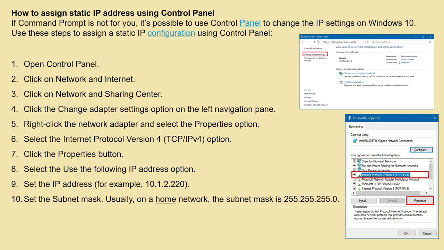Now see, use this step for static IP configuration. First, open your control panel and go to the network and internet option. Now click on network and sharing center. This window will be displayed. This one is your network and sharing center. Click on the change adapter settings option on the left navigation pane. Okay, change adapter settings. Clear?